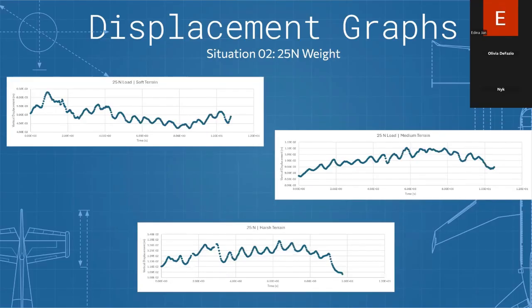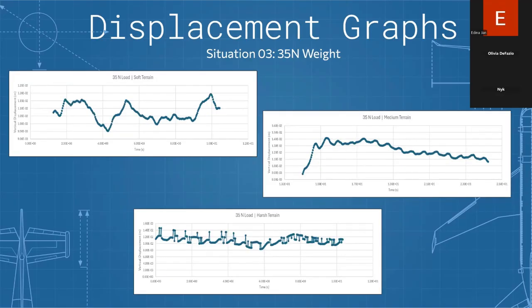This is for 25 Newton weight on top of the Oleo strut to simulate a weight of the aircraft itself, and then we also wanted like a close to maximum weight, so we used a 35 Newton weight from the Instron to analyze it on, again, soft, medium, and harsher terrains.